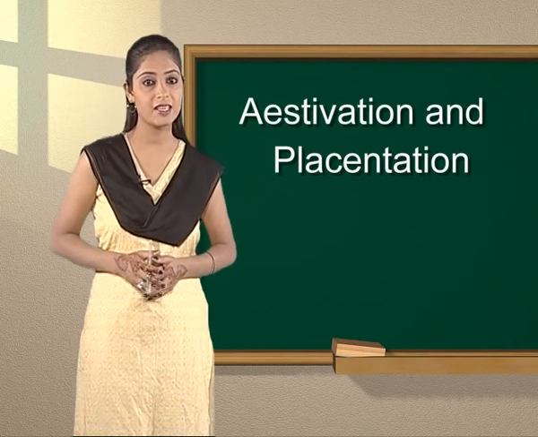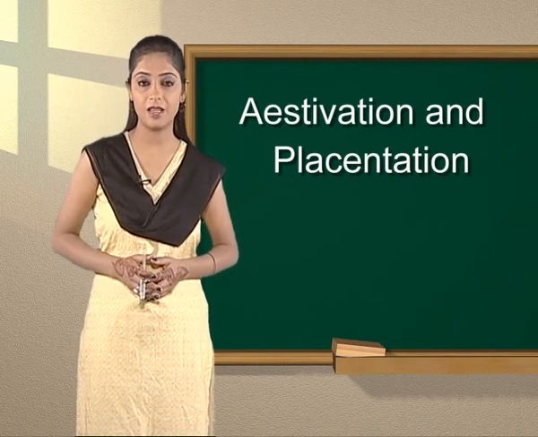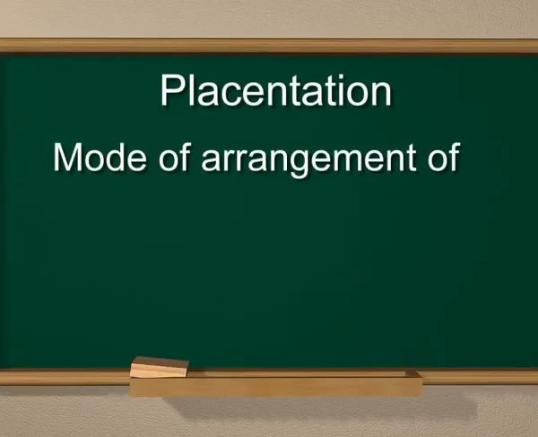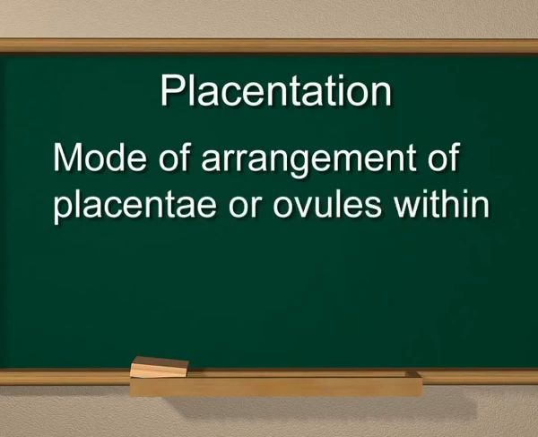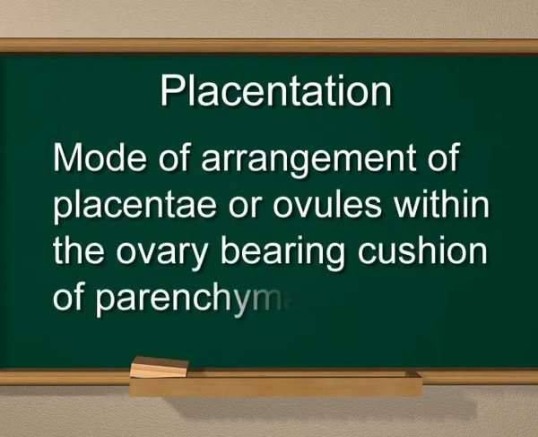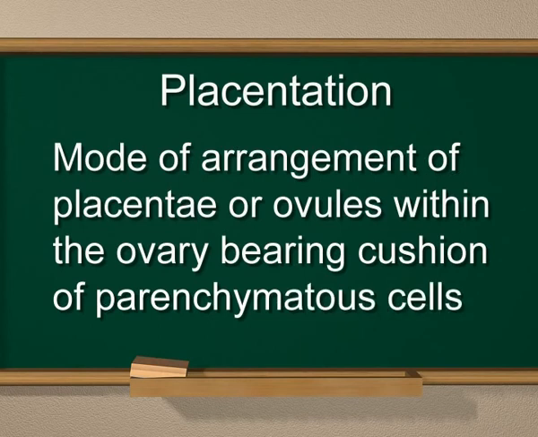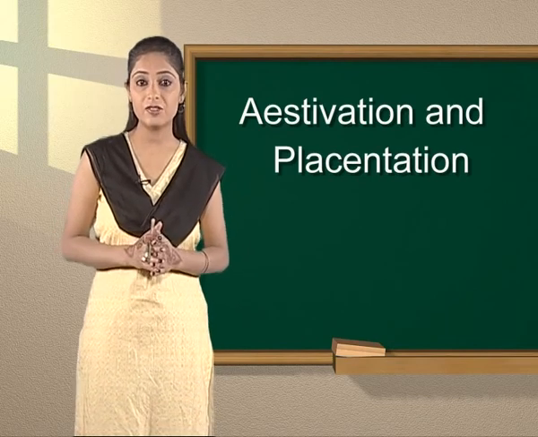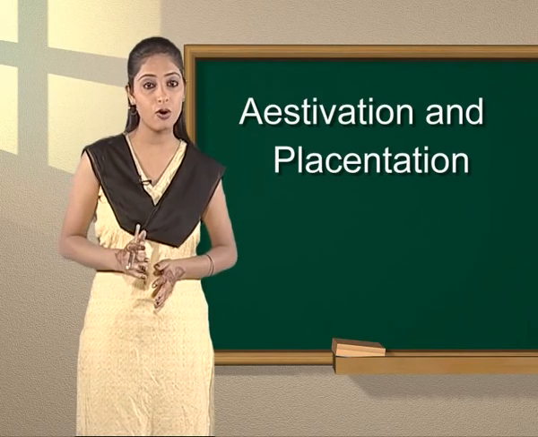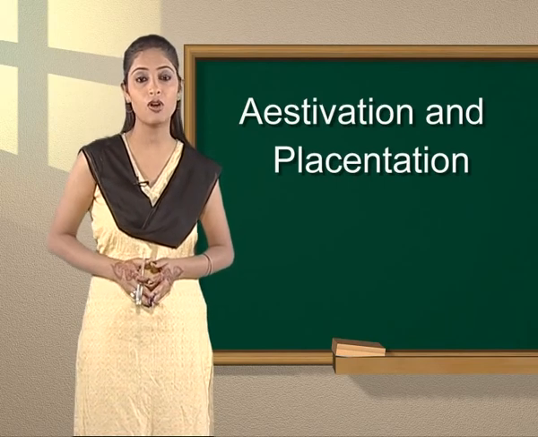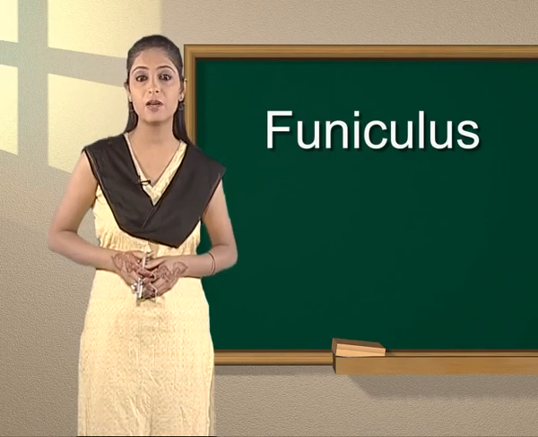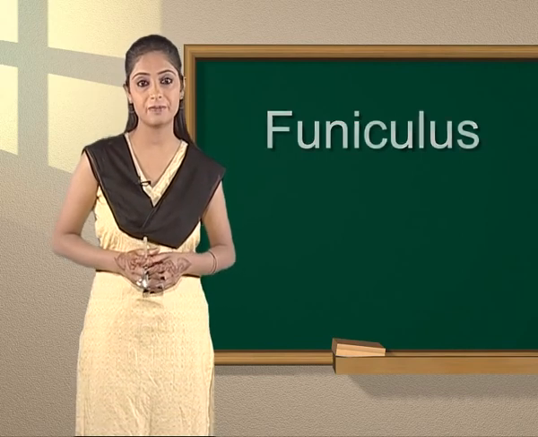The next question is, define placentation. Answer: placentation may be defined as the mode of arrangement of placentae or ovule-bearing cushion of parenchymatous cells within the ovary. The next question is, name the structure or part by which the ovule is attached to the placental wall of the ovary. Answer: Funiculus is the part by which the ovule is attached to the placental wall of the ovary.